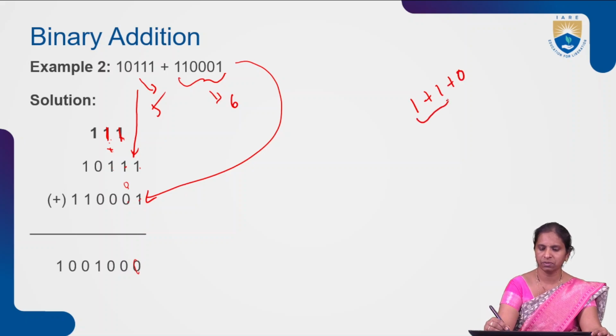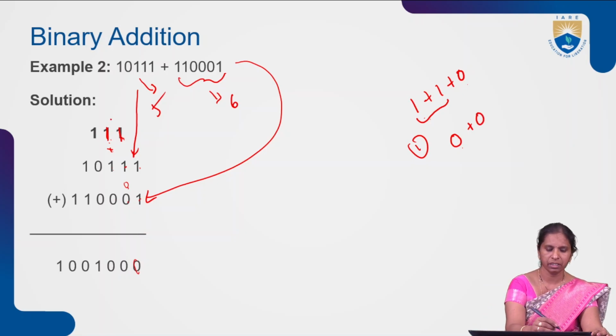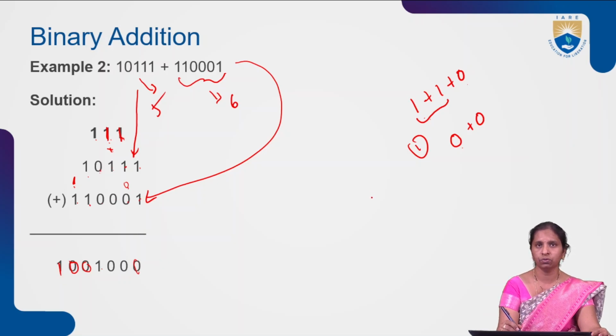So what do you do first? 1 plus 1 is 0. The addition is 0 and the carry is 1. And 0 plus 0 equals 0. Therefore here the carry is 1 and the addition is 0. Then 1 plus 0 is 1, there is no carry. And 1 plus 0 equals 1 only, there is no carry. And here 1 plus 1, the addition is 0 and the carry equals 1. And 1 plus 1, the addition is 0 and the carry equals 1. Like that you can perform binary addition on any two binary numbers.